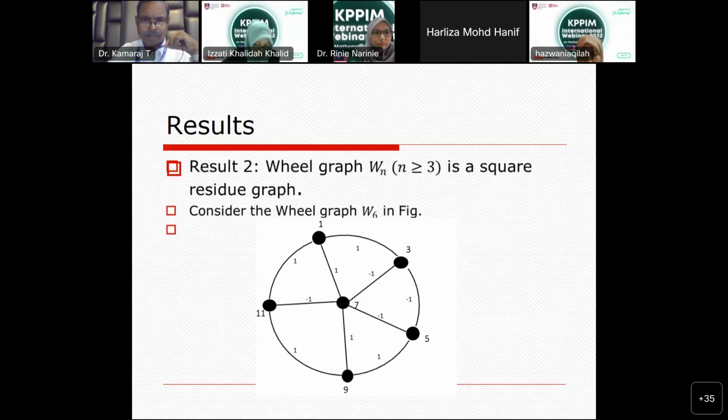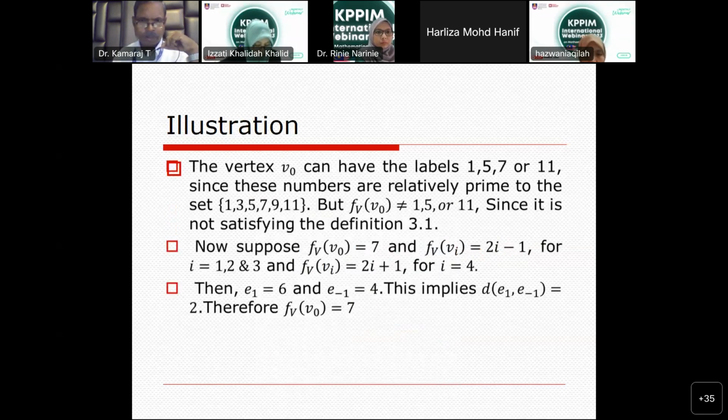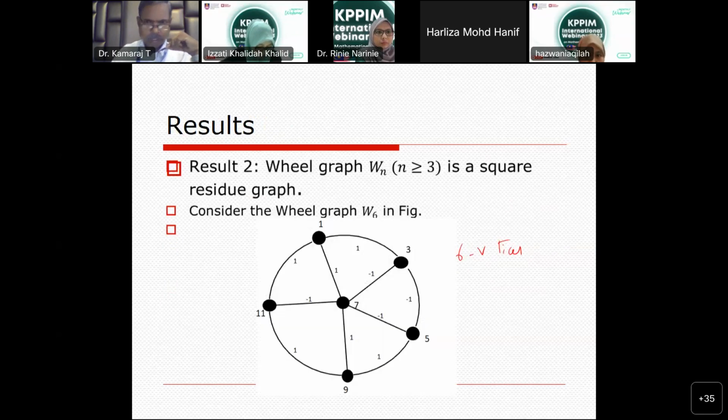Similarly, for a wheel graph, a very similar discussion you can have. But in the wheel graph, look at the central vertex. Totally how many vertices are here? 3 plus 3, 6 vertices. The central vertex is adjacent to all the remaining 5 vertices.